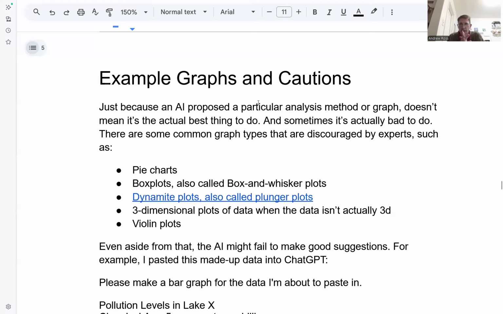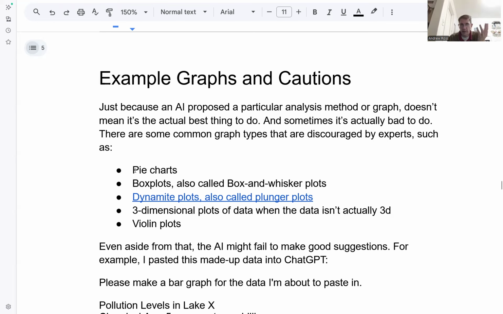Let's take a look at some example graphs where I just uploaded some data to AI and see what happened. Let's remember, just because AI proposes a particular analysis method or graph, that doesn't mean it's the actual best thing to do. And sometimes it's actually a bad thing to do. So there's some common graph types that experts actually discourage, but they're still common.